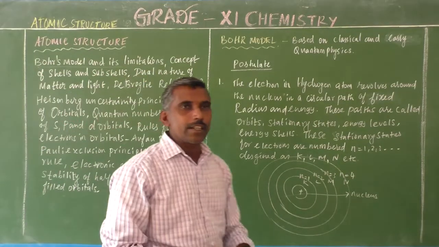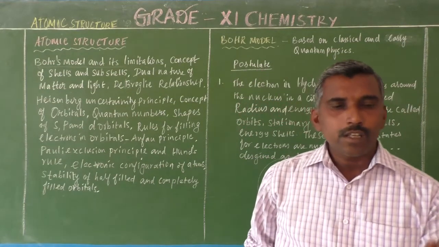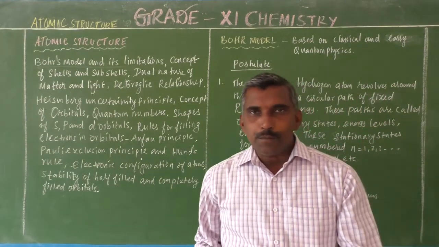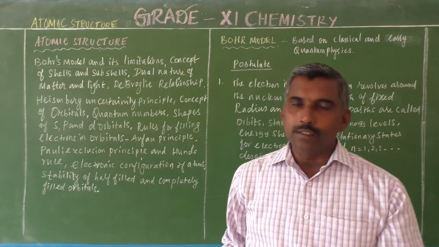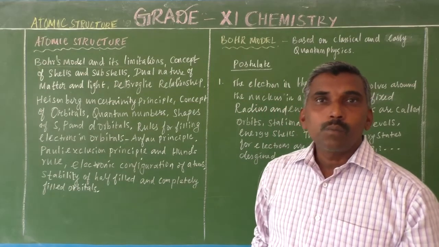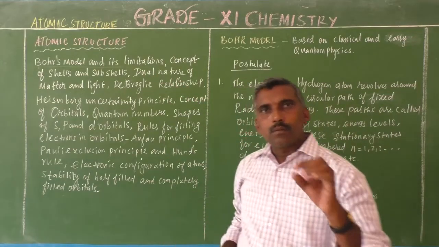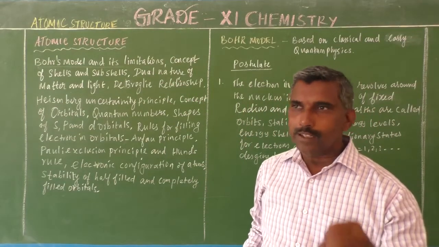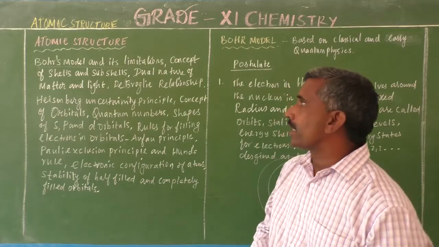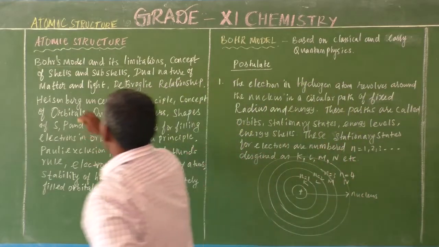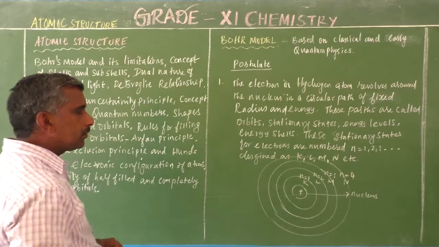In 9th standard we studied the Bohr model. In 9th standard we studied the Thomson model, the Rutherford model, and the Bohr model. This year, in 11th standard, there is the Bohr model. The Thomson model and Rutherford model are there, but that is a deleted portion. Now this is the Bohr model and its limitations.